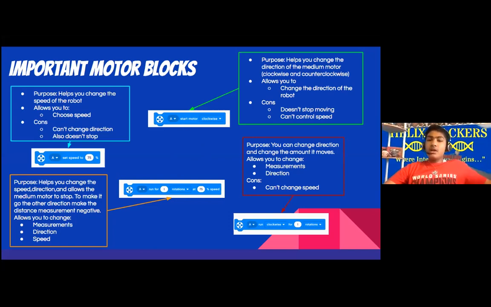So as you can see, top right is another block. This helps you change the direction of your medium motor, clockwise and counterclockwise, as seen here.